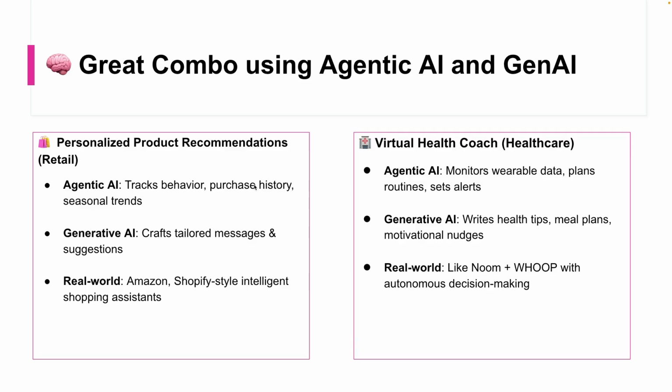Okay, now, a great combo using Agentic AI and Gen AI. I already talked about personalized product recommendations. So, what is happening here? Agentic AI gathers users' behavior, purchase history, seasonal trends, and even moods based on the interaction. Generative AI crafts a personalized product recommendation message, like, based on your recent travels, here are some of the top picks for outdoor gear this summer, something like this. And real-world examples like Amazon and Shopify use intelligent agents that autonomously tailor and generate dynamic product suggestions and marketing messages.